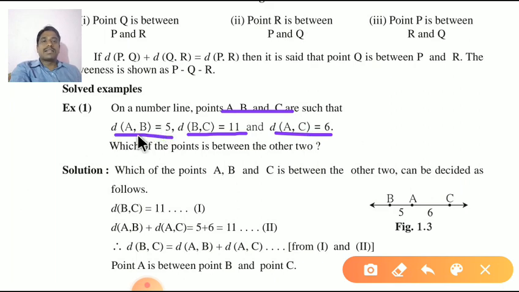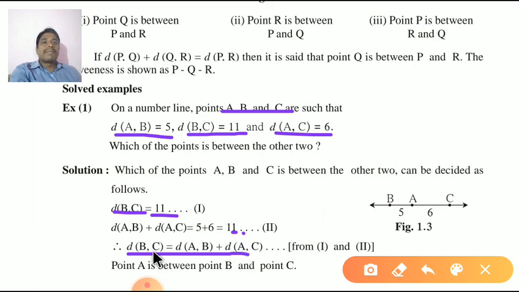That means distance AB plus distance AC. Now here distance AB plus distance AC is equal to 5 plus 6, which is equal to 11. It is equation number 2. From 1 and 2, both right sides are equal. Now here is 11 and here is 11. Both right sides are equal, hence the left side is also equal. That means distance BC is equal to distance AB plus distance AC.